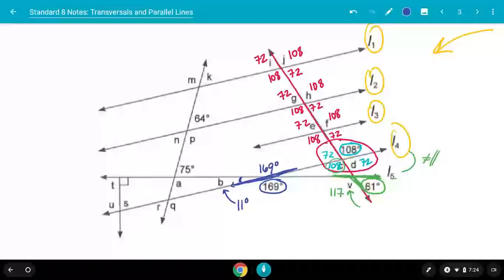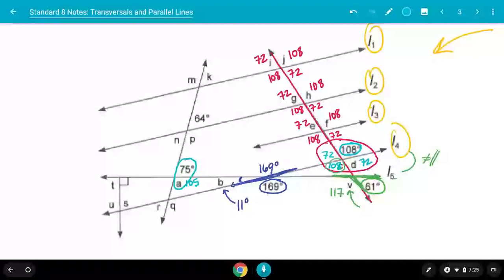Okie dokie. Let's keep it moving. Can we figure out what A is? Why, yes, I think we can, because these two are supplementary. So that means they add to 180. So I'm going to go 180 minus 75, and I get that A is 105 degrees.